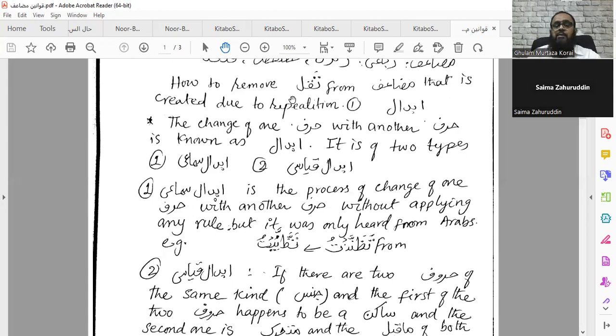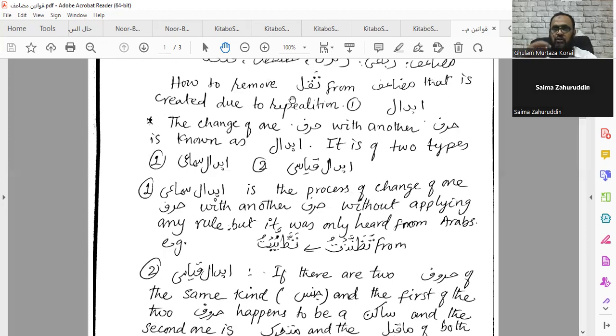The first way is ibdal. Ibdal means to change one harf with another harf. Let's go through it. The change of one harf with another harf is known as ibdal, and it is again of two types: Ibdal Qiyasi and Ibdal Sima'i, meaning heard from Arabs. Ibdal Qiyasi is where we have a proper way to form it. Ibdal Sima'i is the process of changing one harf with another harf without applying any rule, but it was only heard from Arabs.